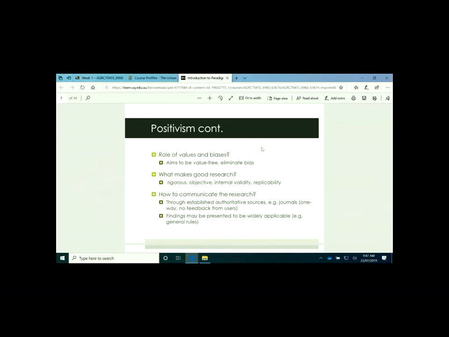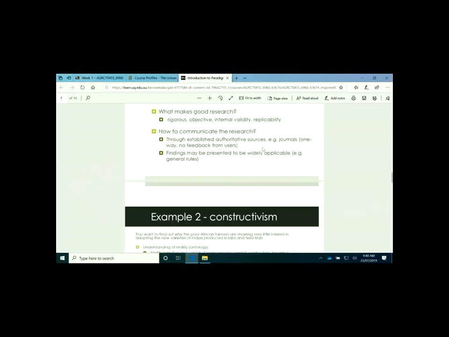Findings may be presented to be widely applicable. So often what we're trying to do in this framework is to draw conclusions from an experimental framework and apply that to a broader context. All right? So those are the sorts of things that we're trying to do under a positivist framework.